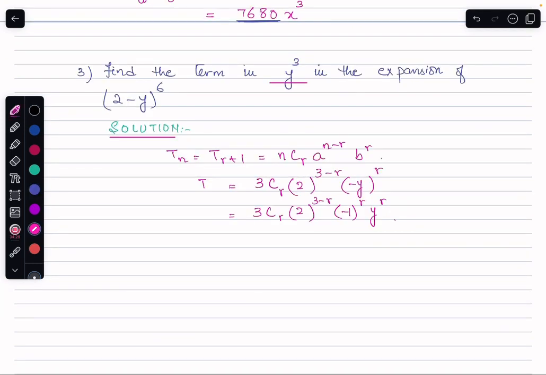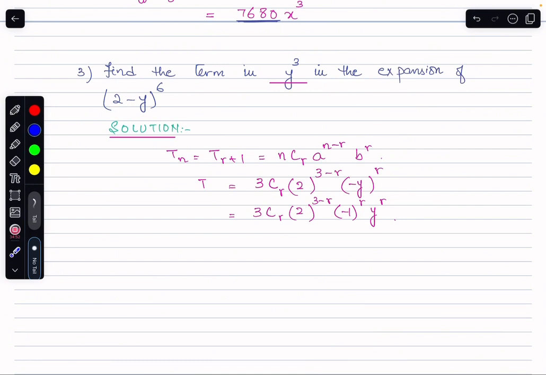Find the term in y cube in the expansion of (2 minus y) to the power 6. They are just asking for the term in y cube, therefore I do not have to do the complete expansion here. I'll simply use the term formula, which is Tn, that equals Tr plus 1, which equals nCr a to the power n minus r and b to the power r.